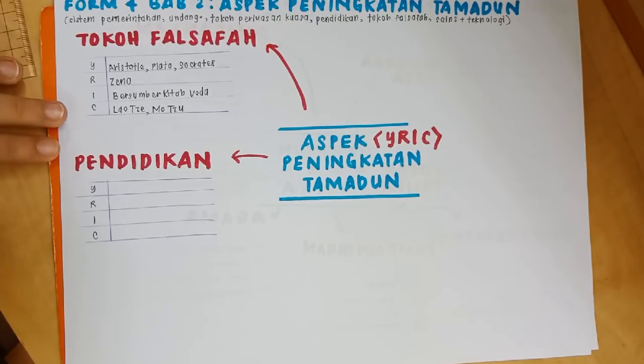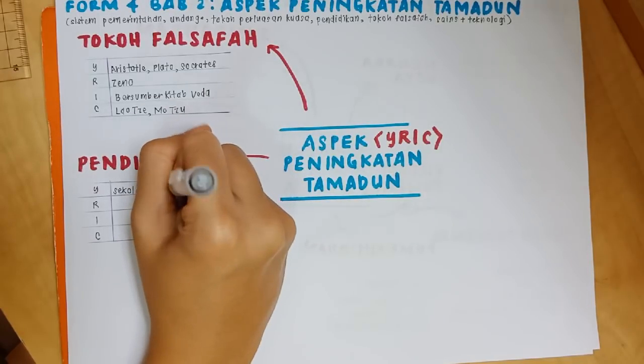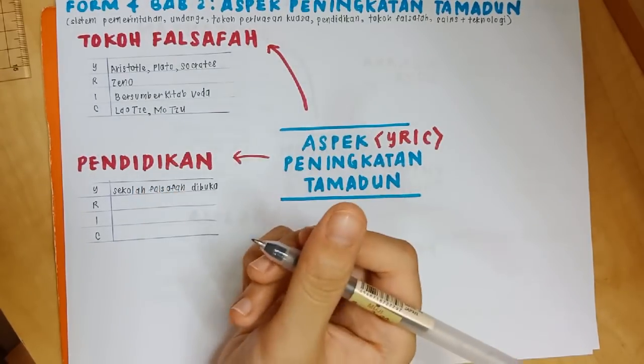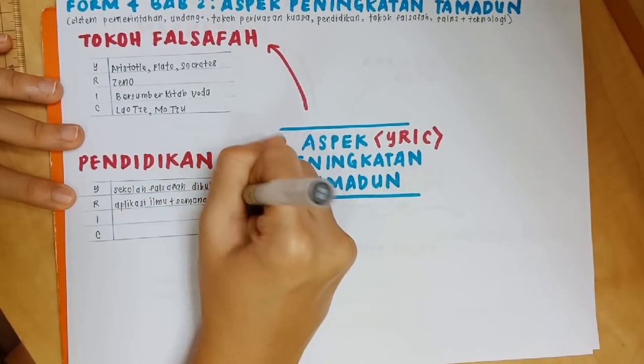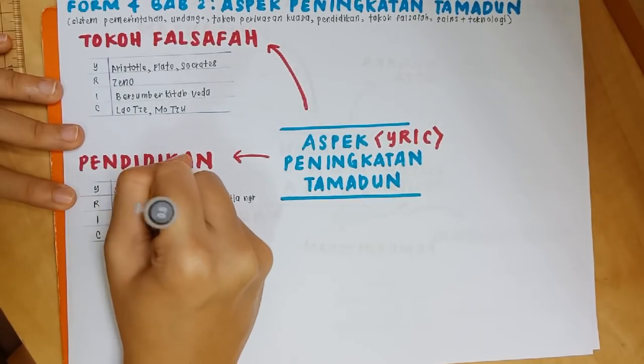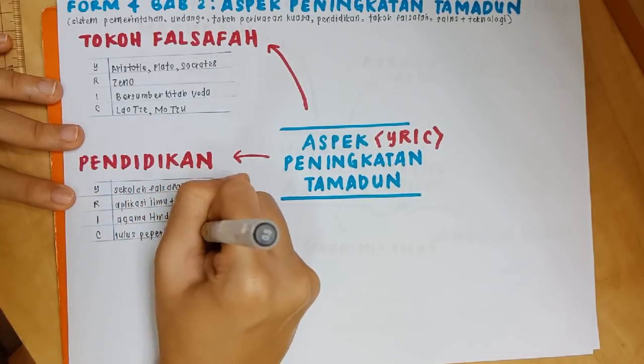And then for Pendidikan, for Yunani, we have Sekolah Falsafah Telah Dibuka. Rome, Aplikasi Ilmu and Semangat Setia Negara. For India, Agama Hindu-Buddha. And then for China, their purpose is to lulus peperiksaan awam.